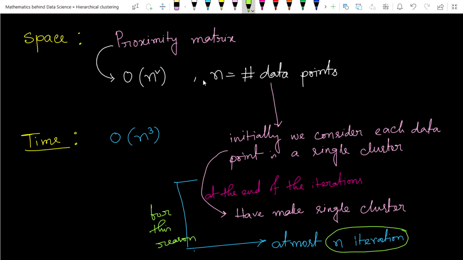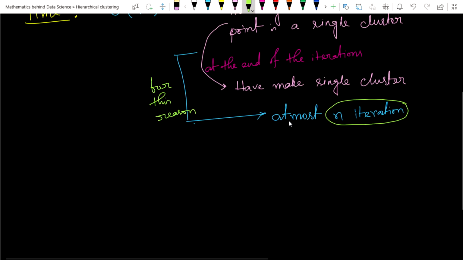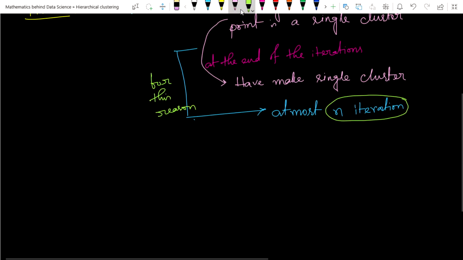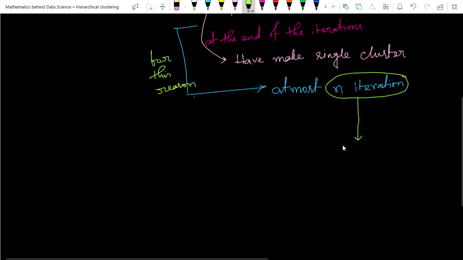To update the proximity matrix we need at least order of n squared time. We need this much time to update the similarity matrix or proximity matrix.